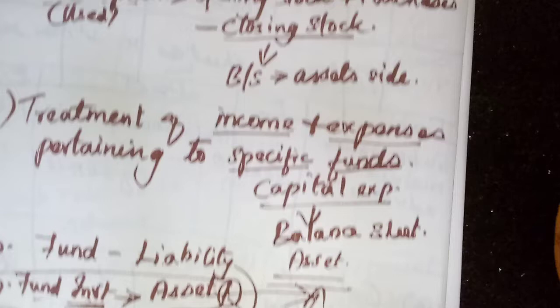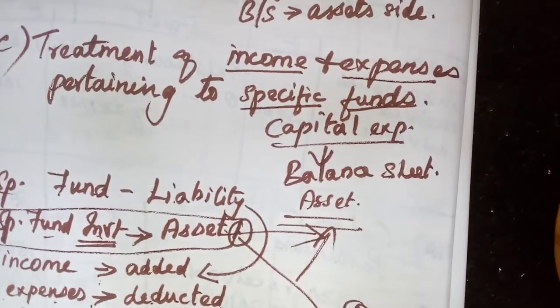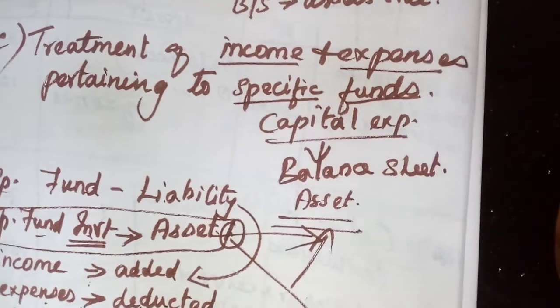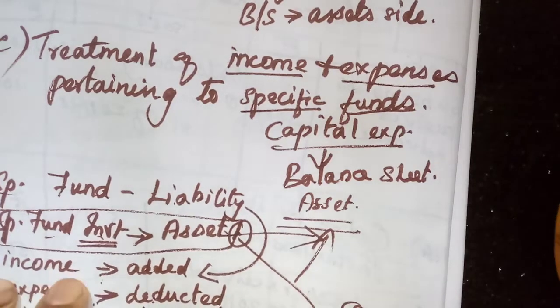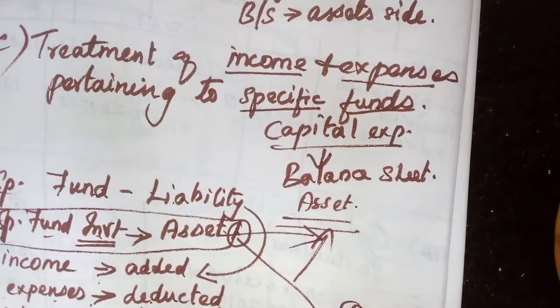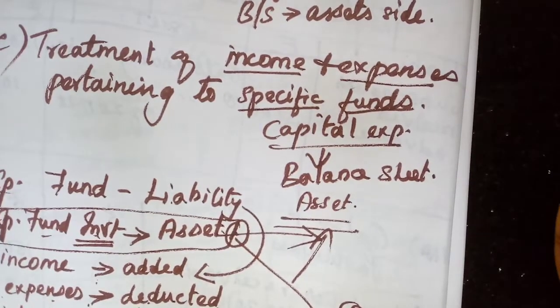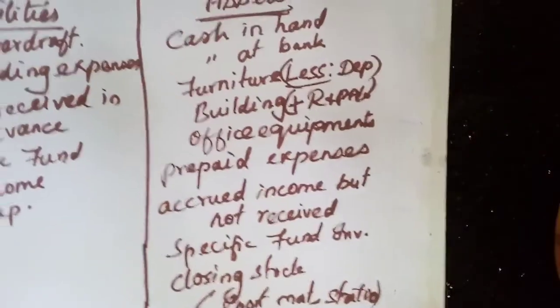Then the calculation of capital fund, opening capital fund, or the treatment of the special fund, any fund they are keeping for any special purpose. The income should be added, expense must be deducted, any interest accrued should be added, and interest accrued but not received must be an asset. Then all the balance sheet items I have explained yesterday itself.